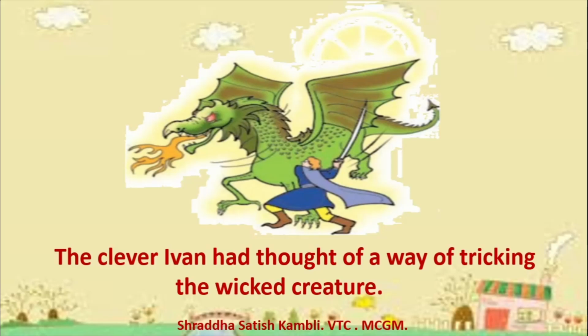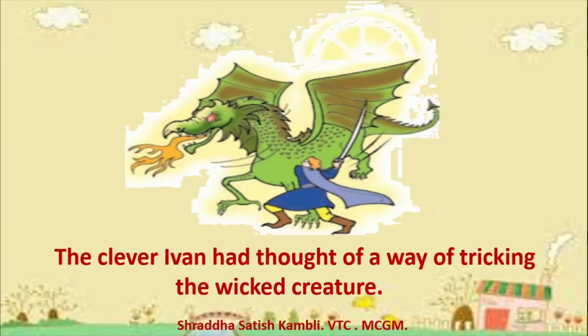So here Ivan also thought of tricking this creature because he was very, very strong, he was very, very huge, and he had some magical powers also. Okay, but Ivan was brave and he was smart as well. So let us see what Ivan did.